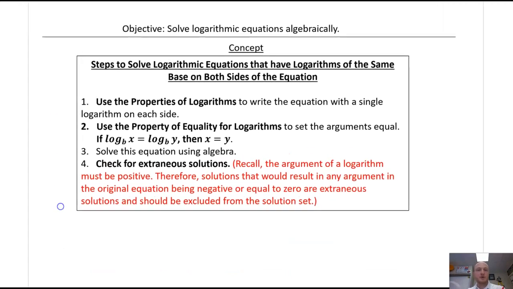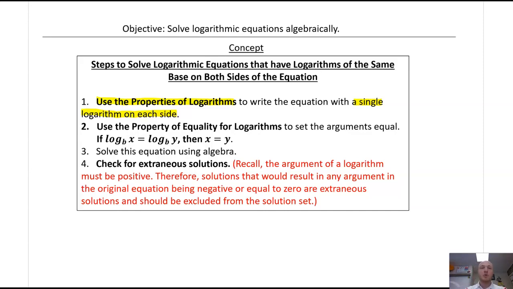Here are the steps that we're going to use to solve logarithmic equations when we have logarithms on both sides. The first thing is we're going to use the properties of logarithms to write the equation with a single logarithm on each side. And that's the important part, single logarithm on each side. Make sure you underline, highlight, circle that part.